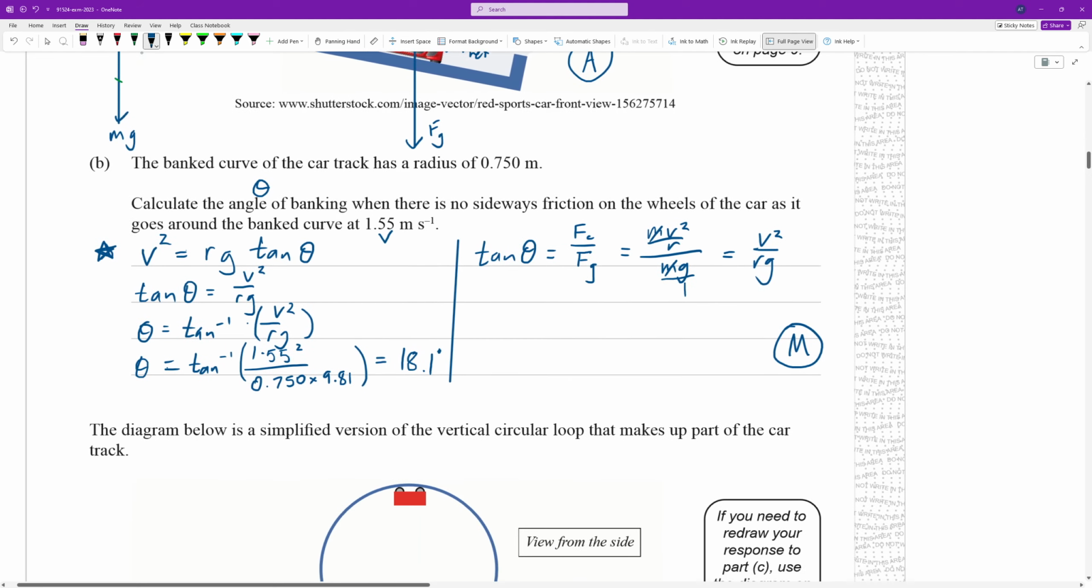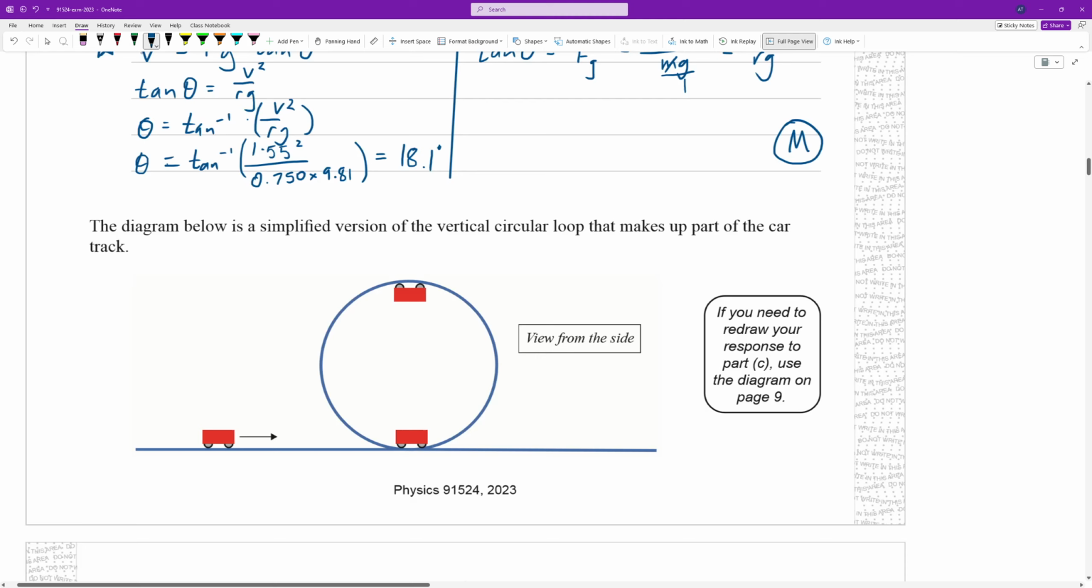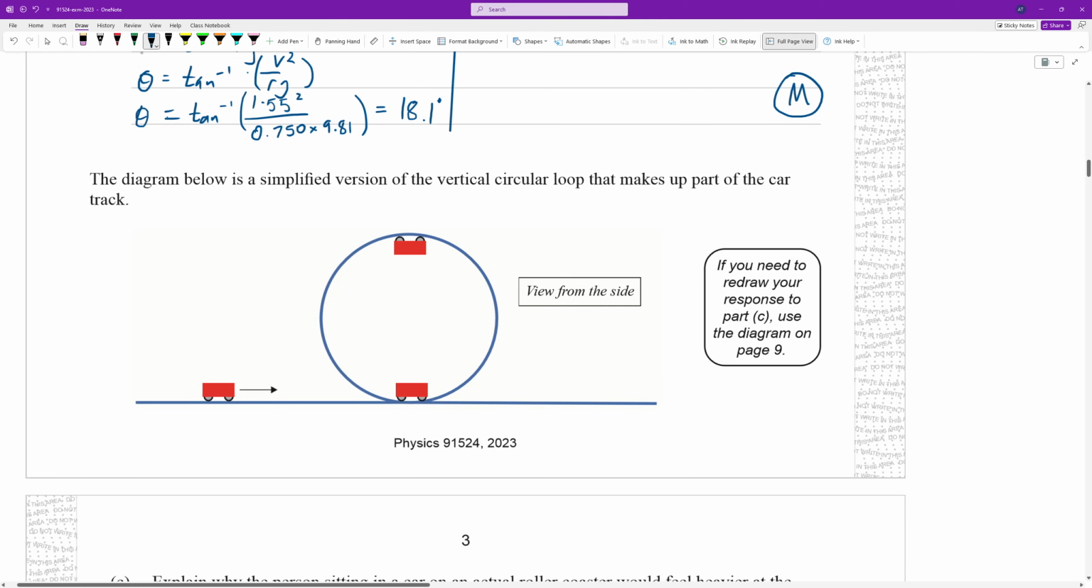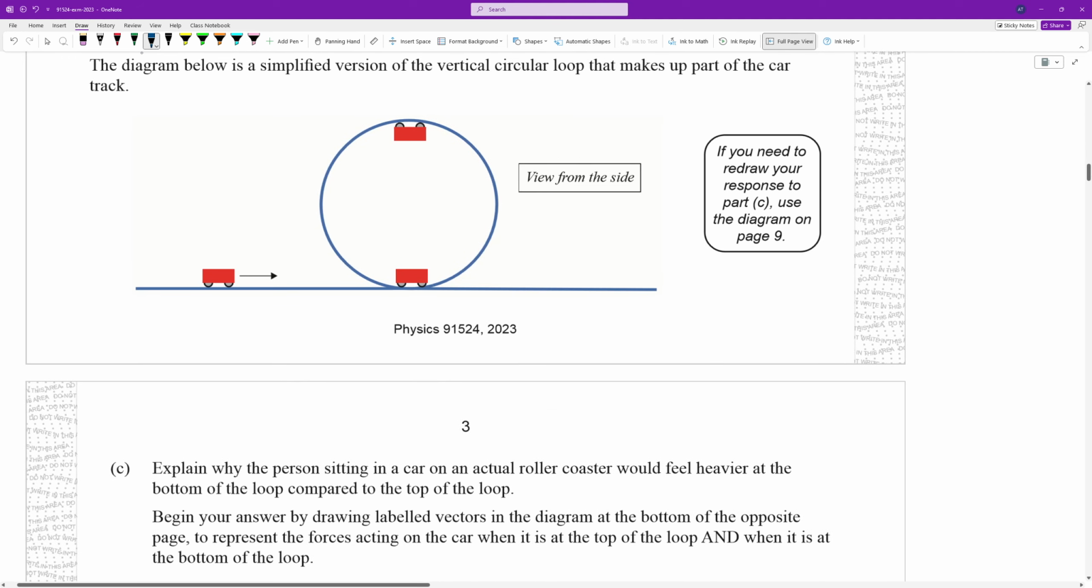Awesome. Let's move on onto the good bit. Now we have the vertical circular loop, right? It's a bit more challenging than horizontal circular motion because the support force is changing throughout the loop. So that's an added layer of complexity.